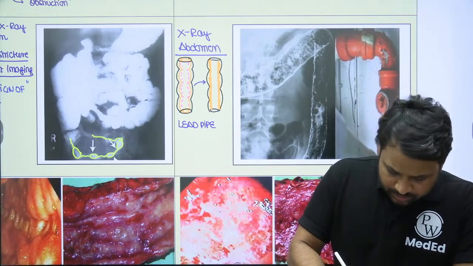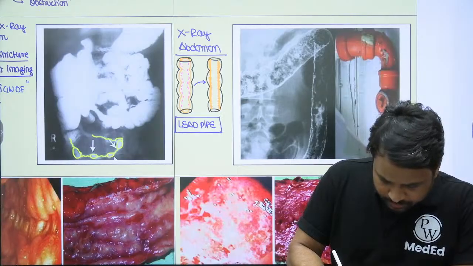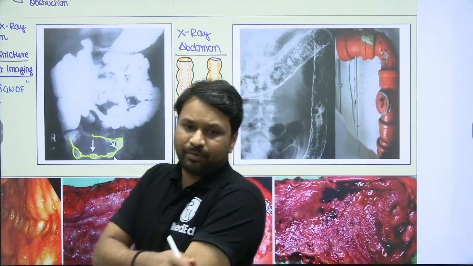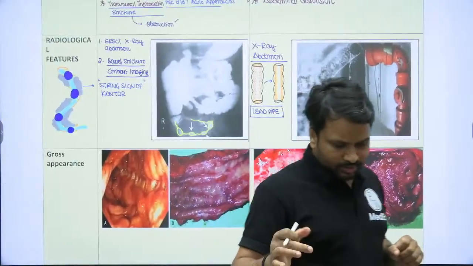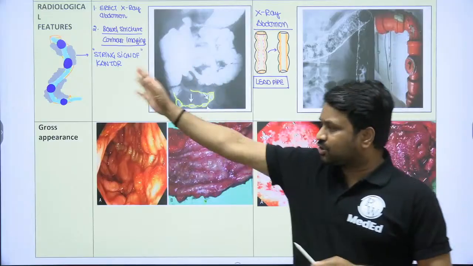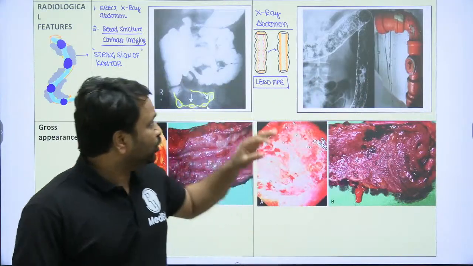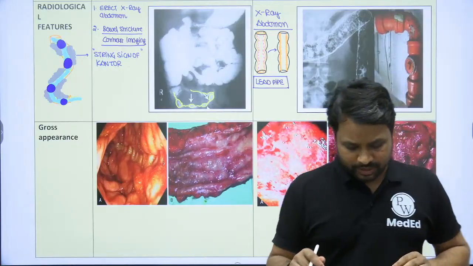Okay. So it's a classical lead pipe appearance. This is a classical lead pipe appearance, the classical lead pipe appearance that you see across it. So these are the reasons why you have a string sign of Kantor, and then why you have the lead pipe appearance in ulcerative colitis.